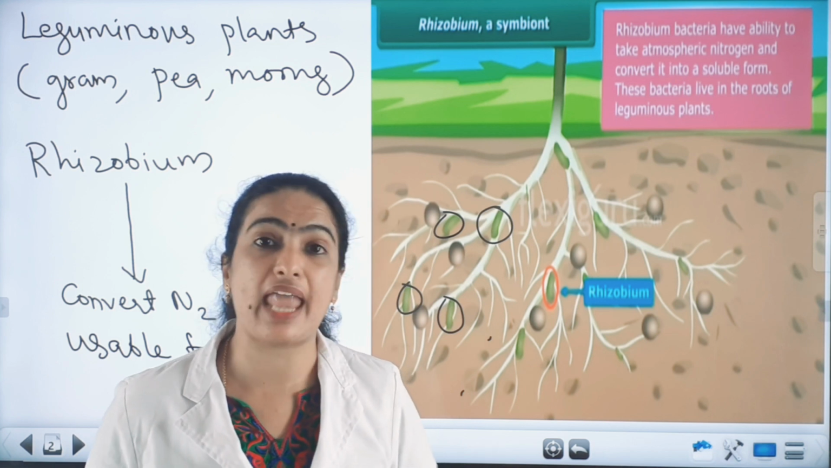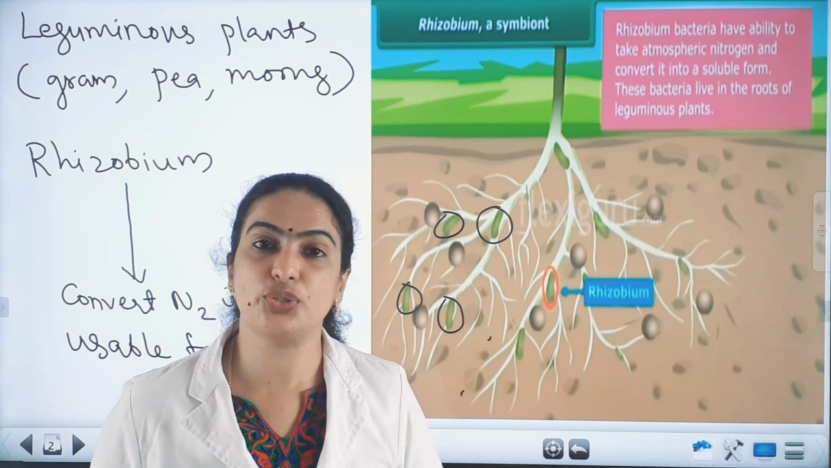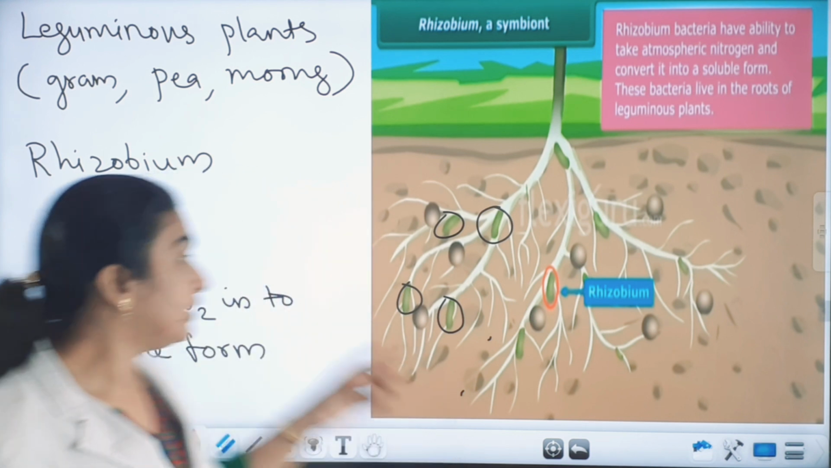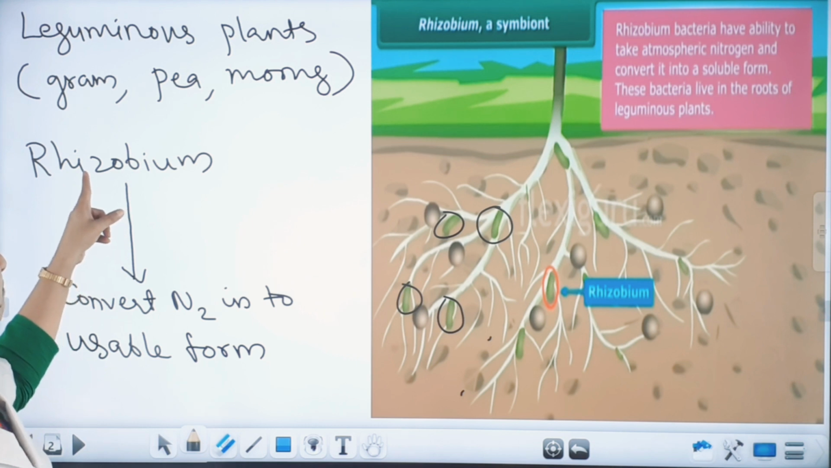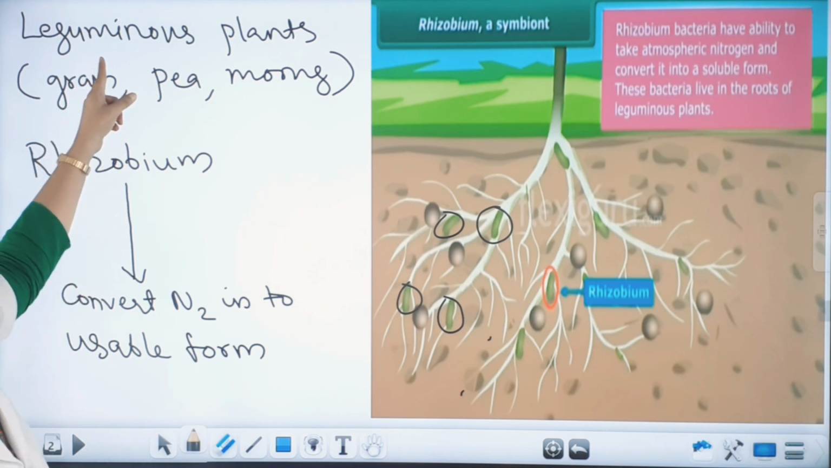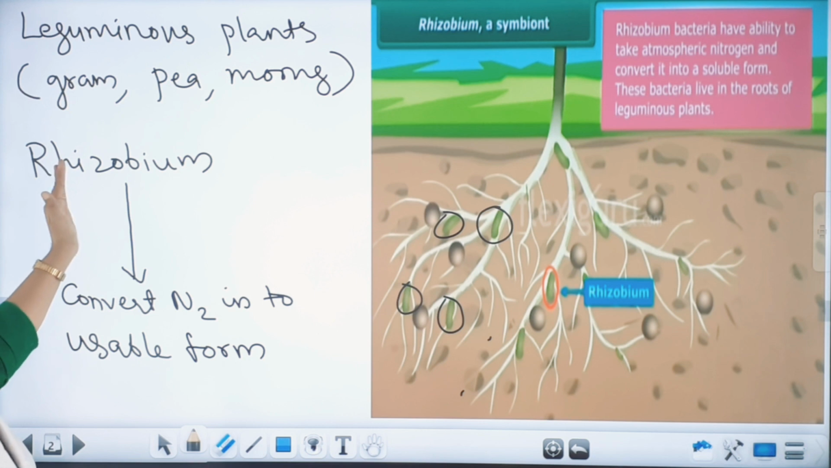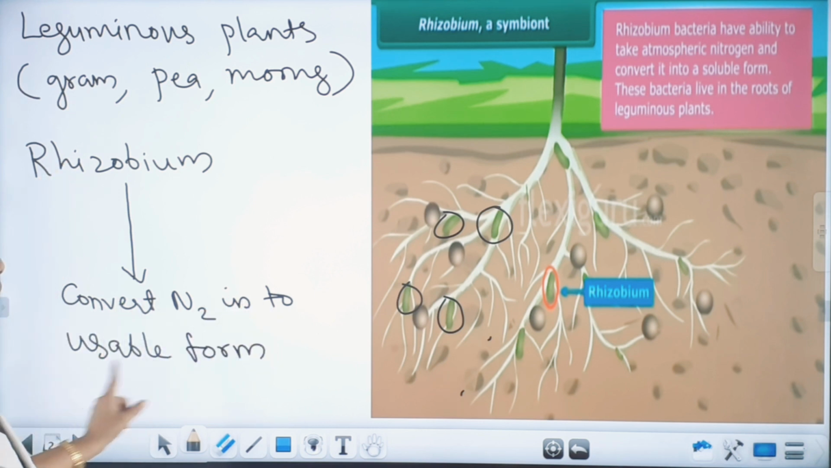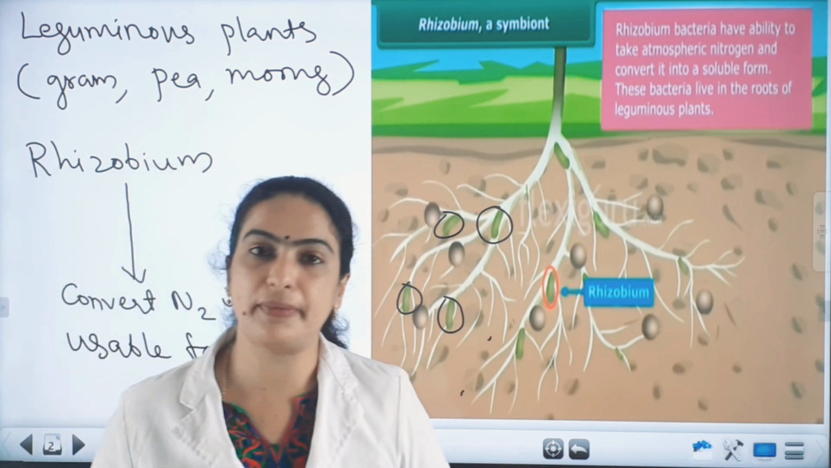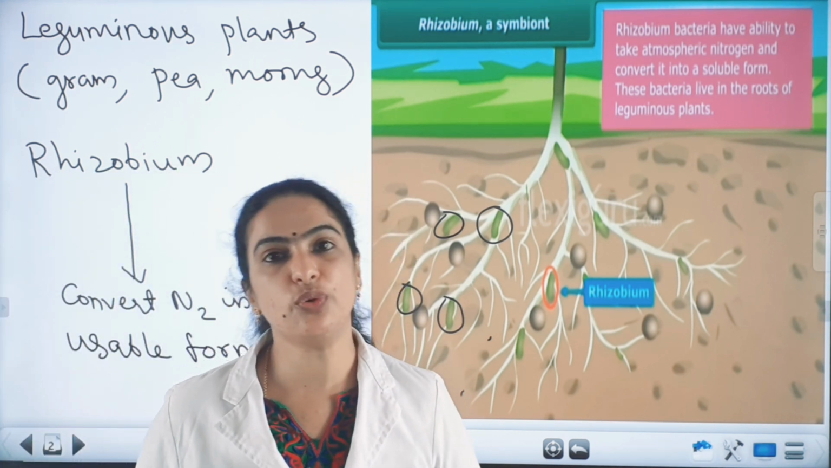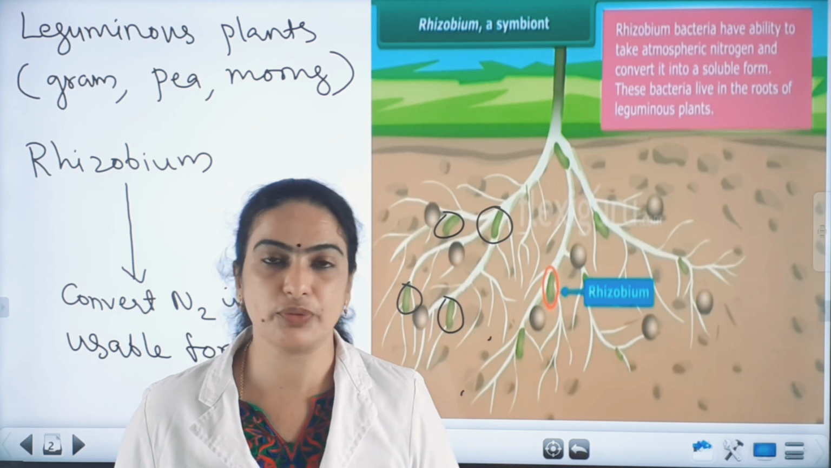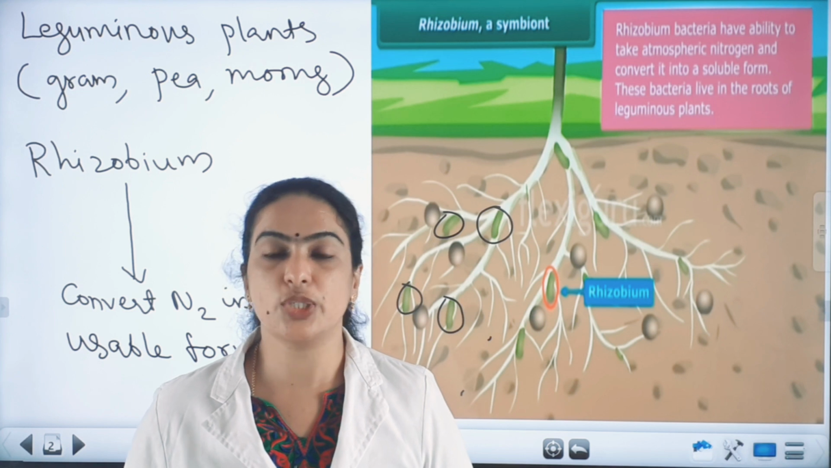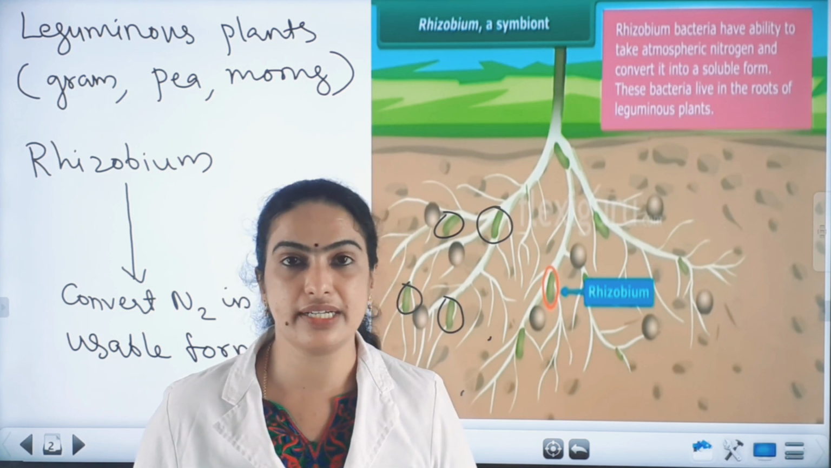Actually, who helps the plants to convert the nitrogen into usable form, or who helps the plants to take nitrogen? This is Rhizobium. It's a kind of bacteria present in the leguminous plants. And this Rhizobium converts nitrogen present in the soil into usable form. Then the plant can easily absorb it through water and minerals. Is it clear about the absorption or synthesis of other components other than carbohydrates?